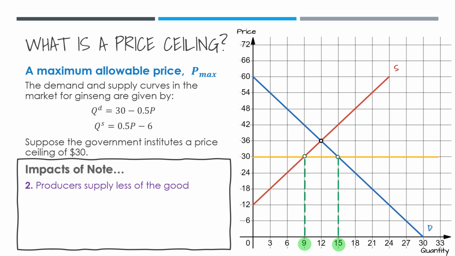The second impact of this price ceiling is that producers are going to supply less of the good than they did when there was no price control. This is really easy to see from the graph. We can see that when there was no price control, the quantity supplied was 12. That's just coming from the intersection between demand and supply. And now that this policy has been put in place, the quantity supplied is only 9. So 9 is less than 12.